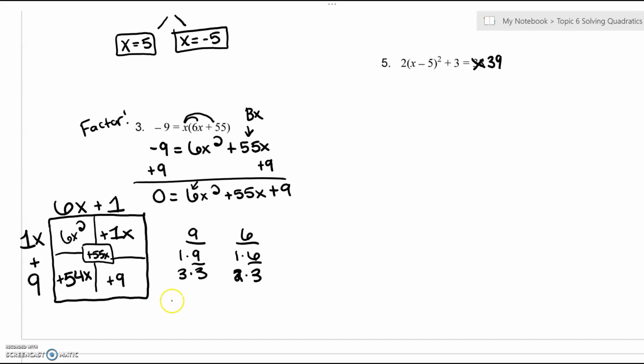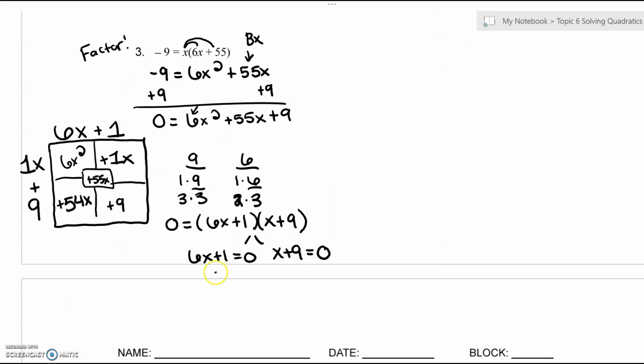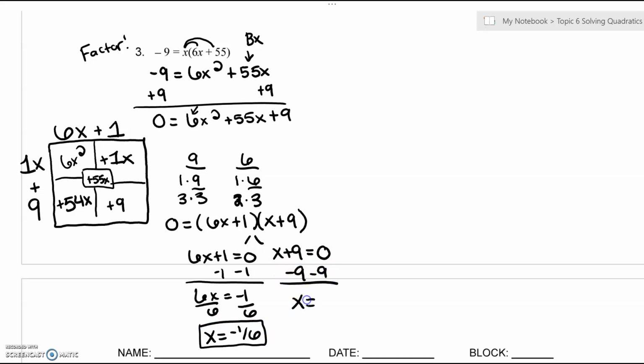So I'm going to have 0 equals 6x plus 1 and x plus 9. And when I use the zero product property, I get that 6x plus 1 equals 0 and x plus 9 equals 0. And when I solve this, minus 1 on both sides, 6x equals negative 1. Divide by 6, I get that x equals negative 1/6. And over on this side, I subtract 9 on both sides, and I get x equals negative 9.